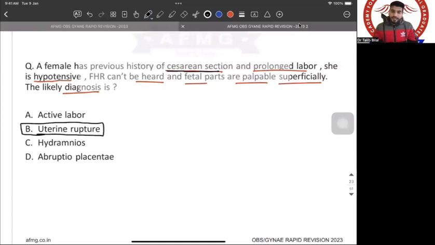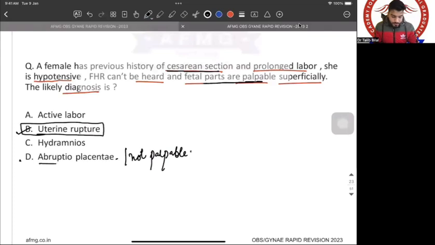So let's talk about this, guys. Always remember, whenever there is a uterine rupture case and an abruptio placentae case, the presentation of the patient will be almost the same. Fetal heart rate cannot be heard, number one thing. It will be painful vaginal bleeding, guys. The uterus will be tender. Okay, but how to differentiate? If the fetal parts are palpable, your diagnosis will be uterine rupture. If the question mentions the fetal parts are not palpable, then the likely diagnosis is abruptio placentae.